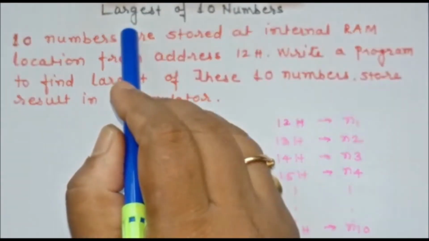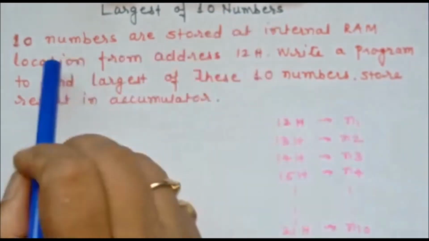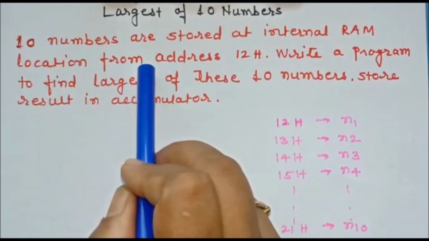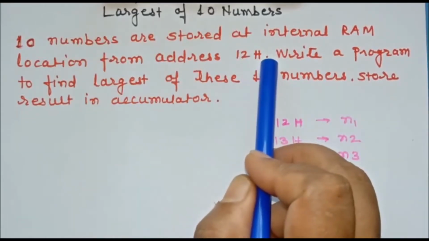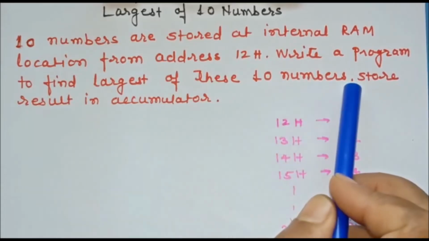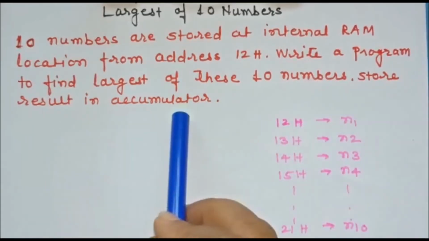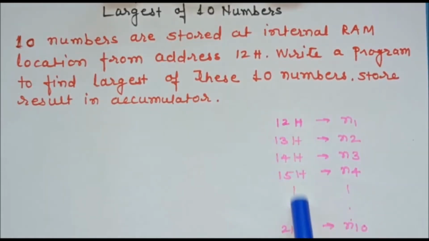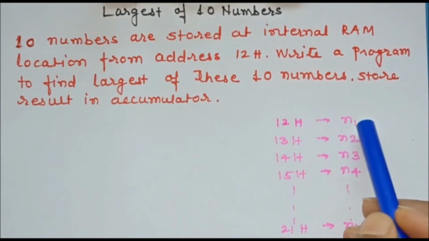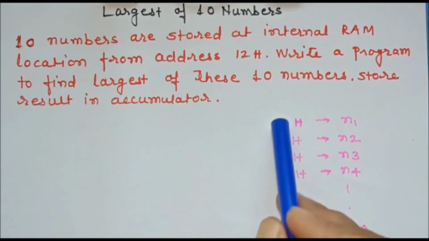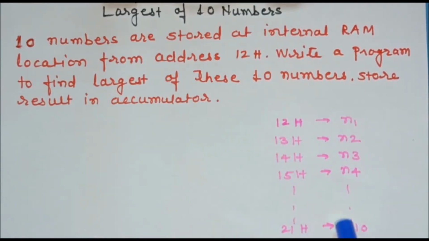Program to find largest of 10 numbers. 10 numbers are stored at internal RAM location starting from address 12H. Write a program to find largest of these 10 numbers and store result in accumulator. As an example, I have written here 10 memory locations, and suppose N1, N2, N3 are the numbers stored at these memory locations. We have to find largest of these 10 numbers.